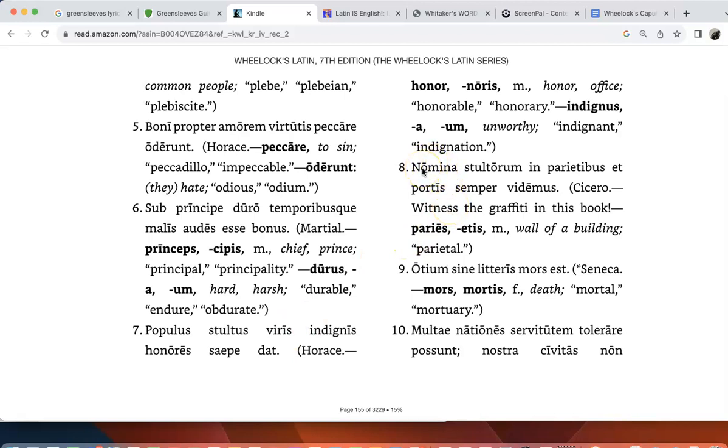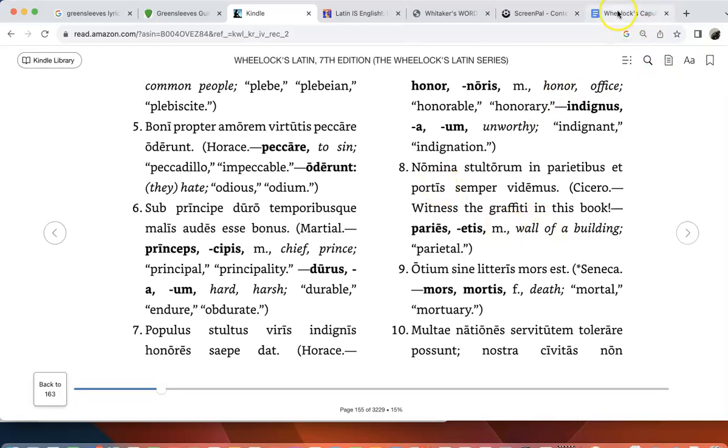Number 8, nomina stultorum in parientibus et portis semper vidimus. So let's see, this is by Cicero. Here we have wall of the building. And so the names of stupid people. So we often see the names of stupid people on the wall of a building and gates. So put that in here.